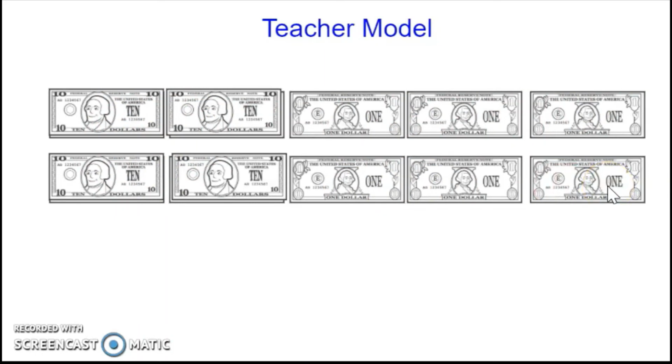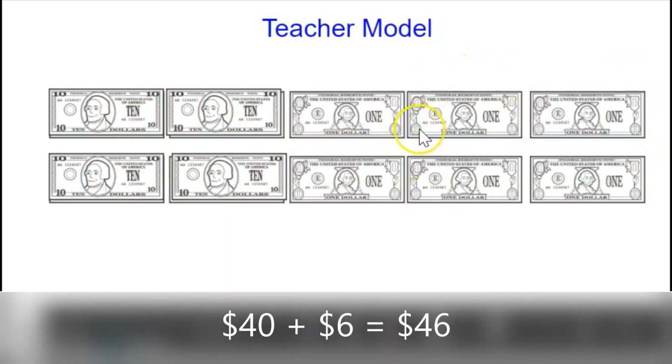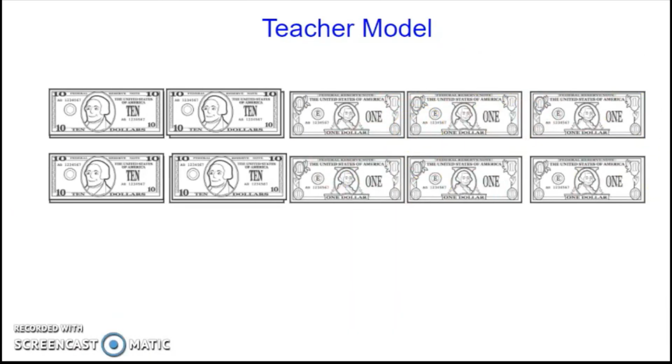We're going to now write the value of the money in expanded form, okay? The expanded form of $46 is $40 plus $6 equals $46. Now we know that it's going to be $40 because we have 4 tens, and we know it's going to be 46 because there are 6 ones. Okay, let's go ahead and keep going.